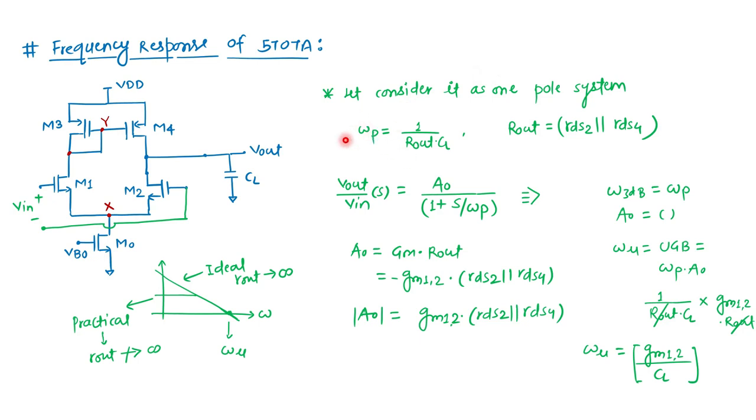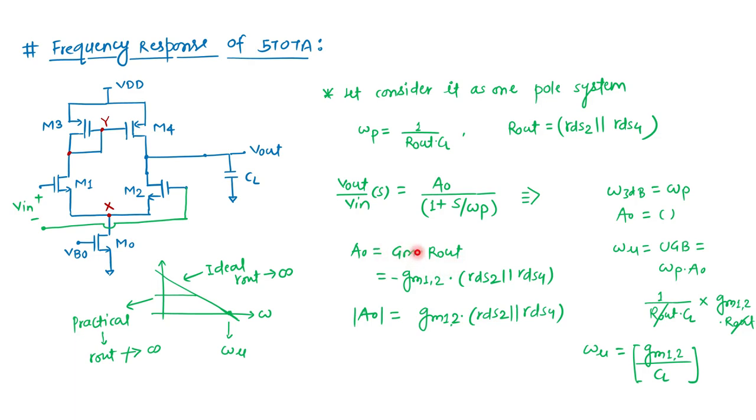So let's consider it as a first order system where omega p, or I can also say omega p1, is nothing but 1 upon Rout CL. Rout is RDS2 parallel RDS4, and CL is the load capacitance, which is some higher capacitance. The transfer function for the first order system is defined as A naught divided by 1 plus S by omega p. Omega p is the 3 dB frequency, and A naught is the DC gain that we have seen already. The DC gain for any block or structure is GM times Rout, which we have seen many times.